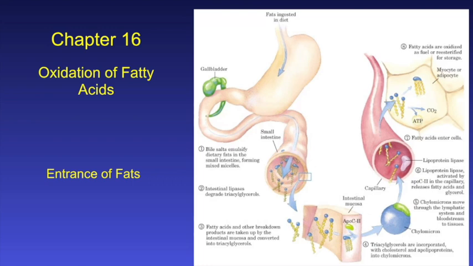So when we eat, we get energy from three sources. One is carbohydrates, which we looked at. The other two are lipids and proteins. So what we're going to do is look at the degradation of those two other sources.